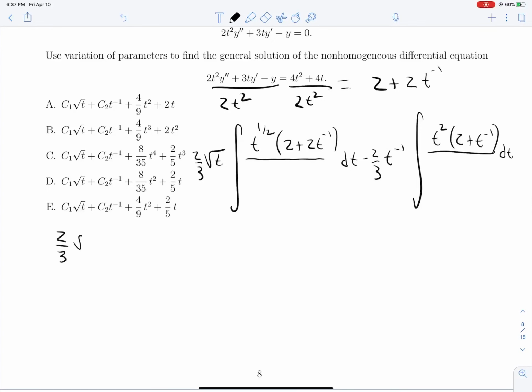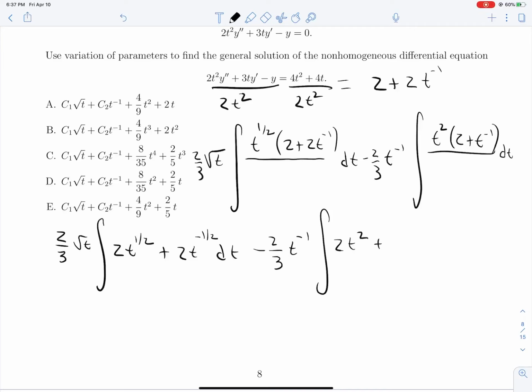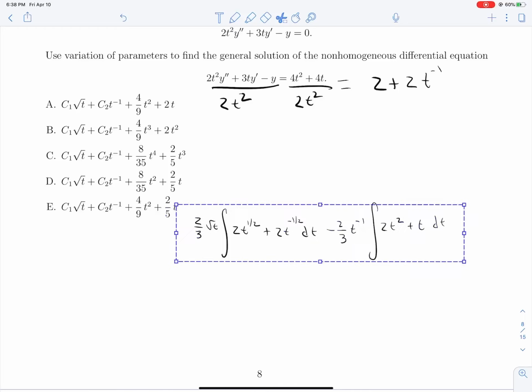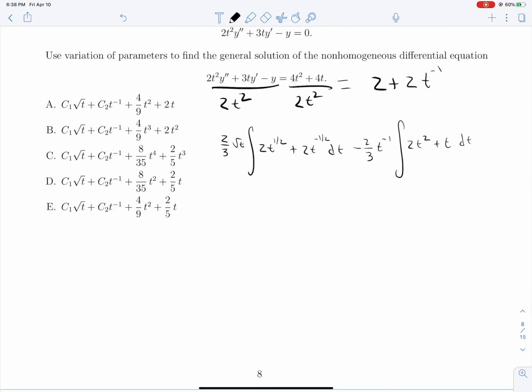Now I'm going to totally rewrite everything and then replace it. We have 2/3 root t. I'm just being especially careful that we don't lose something at some point. Root t times the integral of 2t to the 1/2 plus 2t to the negative 1/2 dt, minus 2/3 t to the negative 1 integral of 2t squared plus t dt. And this is just that, so I'm going to get rid of that and shrink this guy down. Stick it right there.